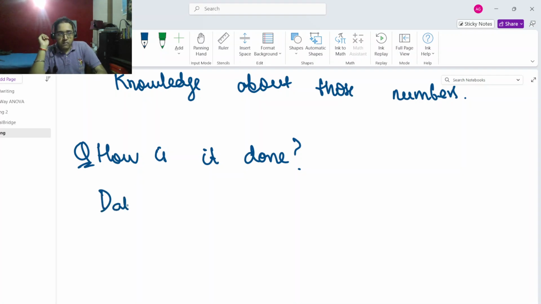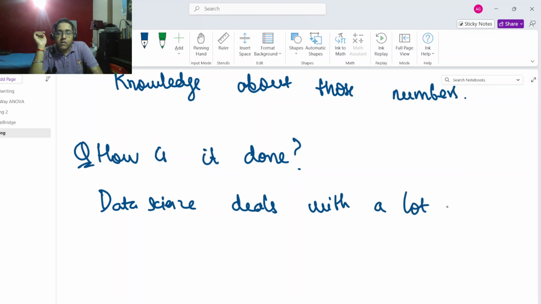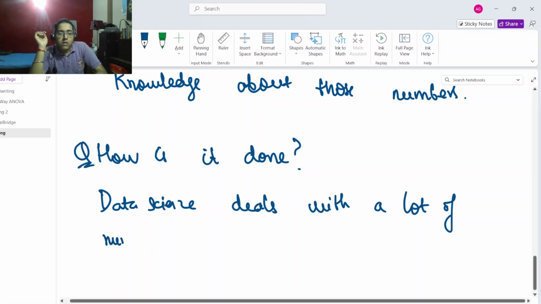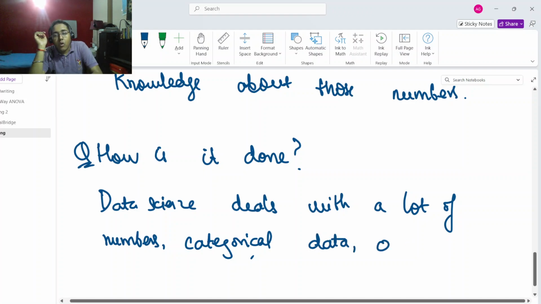Data science, at least at the academic level, deals with a lot of numbers. It deals with categorical data, it deals with ordinal, nominal, etc. All these kinds of data types are there.